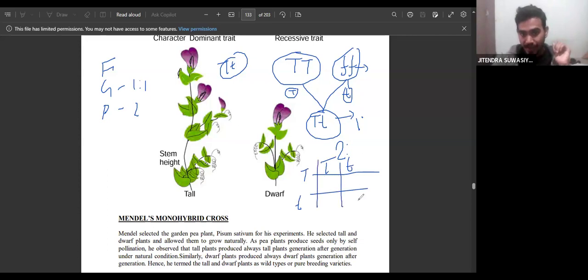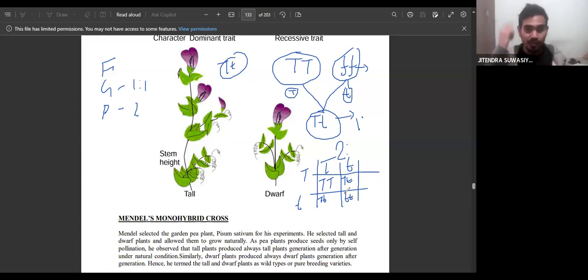After that he took the F1 generation and did self-pollination, self-crossing of that F1 generation. He found four types of genotypes among the plants, in the monohybrid cross: capital T capital T, capital T small t, capital T small t, and small t small t. That is the monohybrid cross found in the F2 generation.